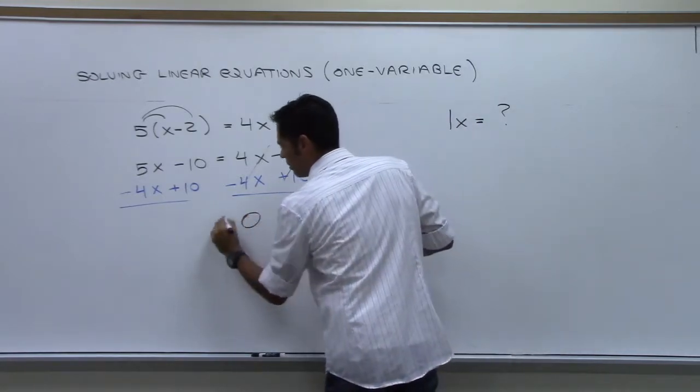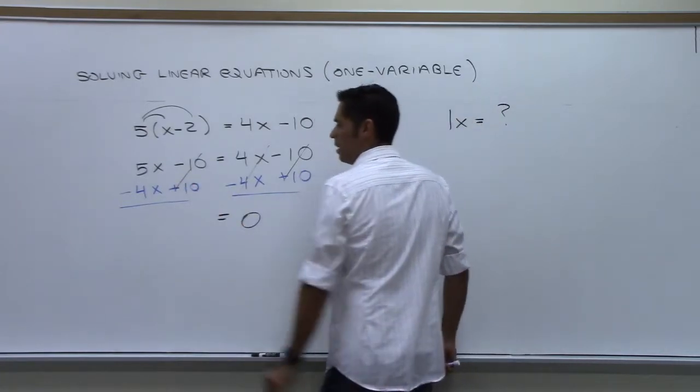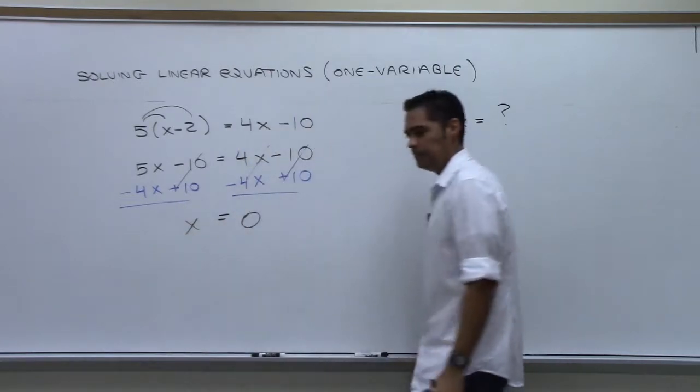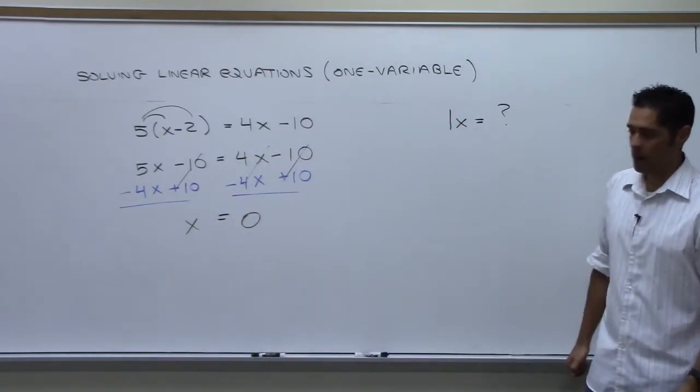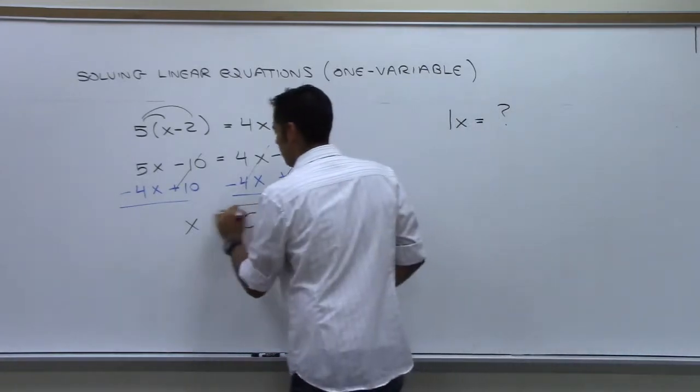Don't forget that it has to be there. Equals, that doesn't go anywhere. These 10s go away. And you get what? Just x. So 1x right there, right? And at this point, you've isolated x, haven't you? And so we have our solution, x is 0.